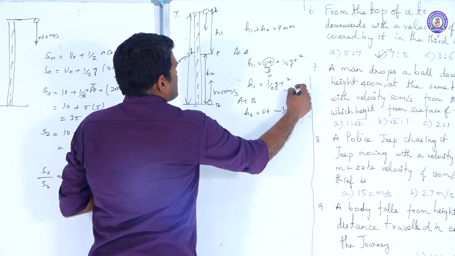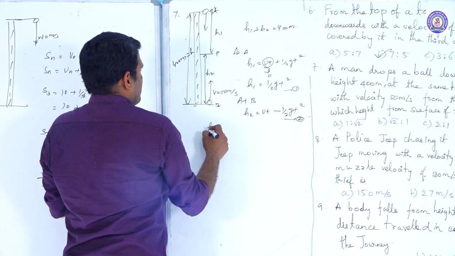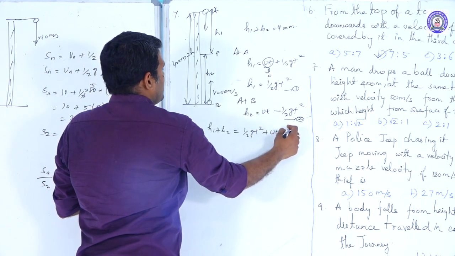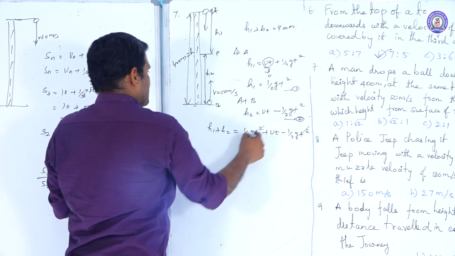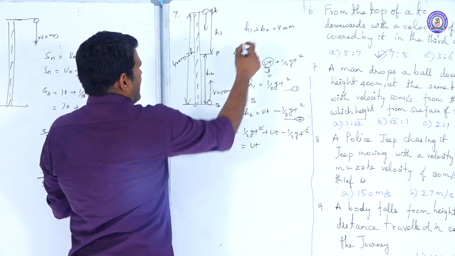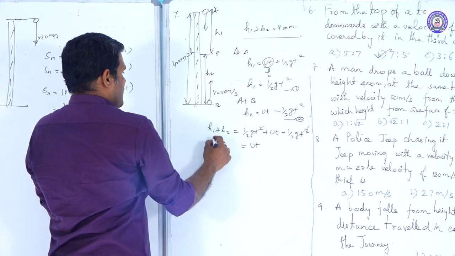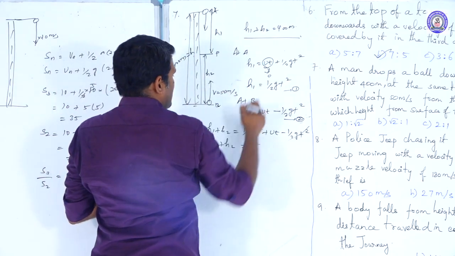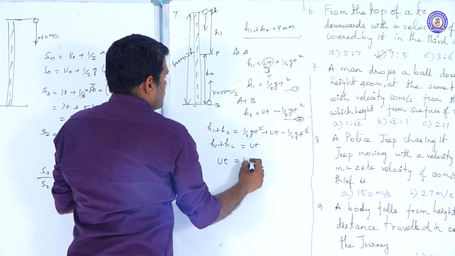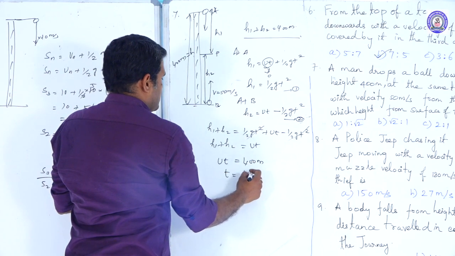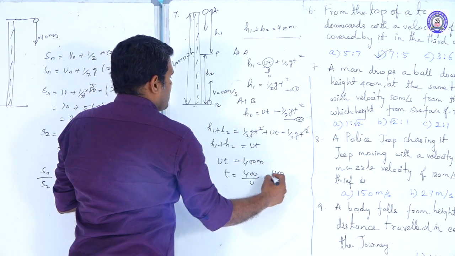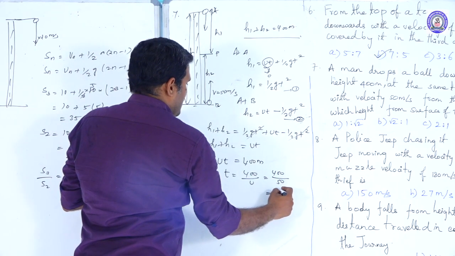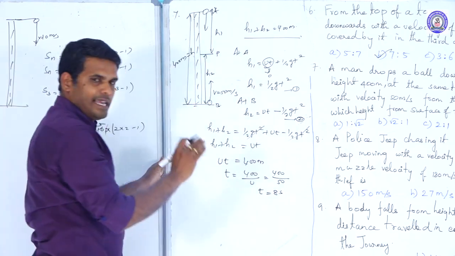When you sum up these two expressions, let us say this is 1 and this one is 2, h1 plus h2 is equal to half gt square plus ut minus half gt square. This cancels out, so it will be equal to ut. h1 plus h2 is 400 meters, and h1 plus h2 is also equal to ut. On comparing these two expressions, ut is equal to 400 meters, t equals 400 divided by u, which is 400 divided by the initial velocity 50. So time is 8 seconds.